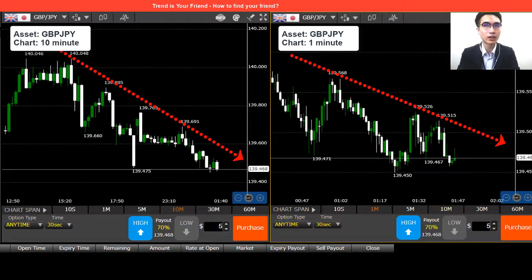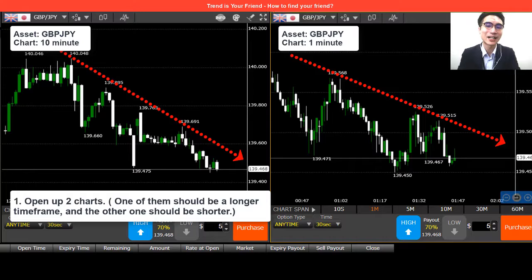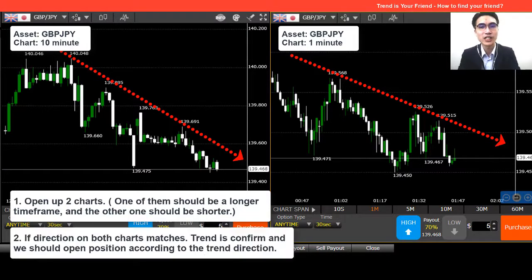And then just to summarize a bit, we will open two charts. One is a long-term chart, and the other one is a short-term chart. So if the direction on both charts matches, we can say that the trend is strong and stable, and then we will be able to open positions according to the trend direction.